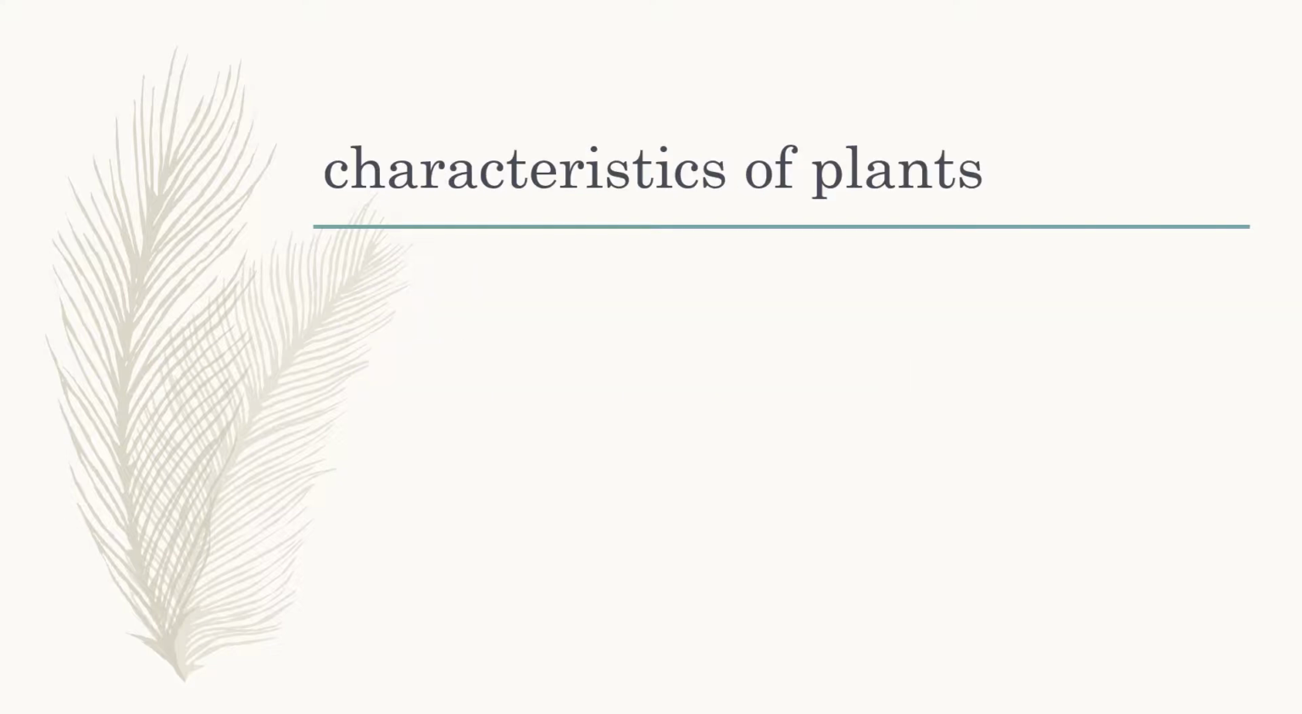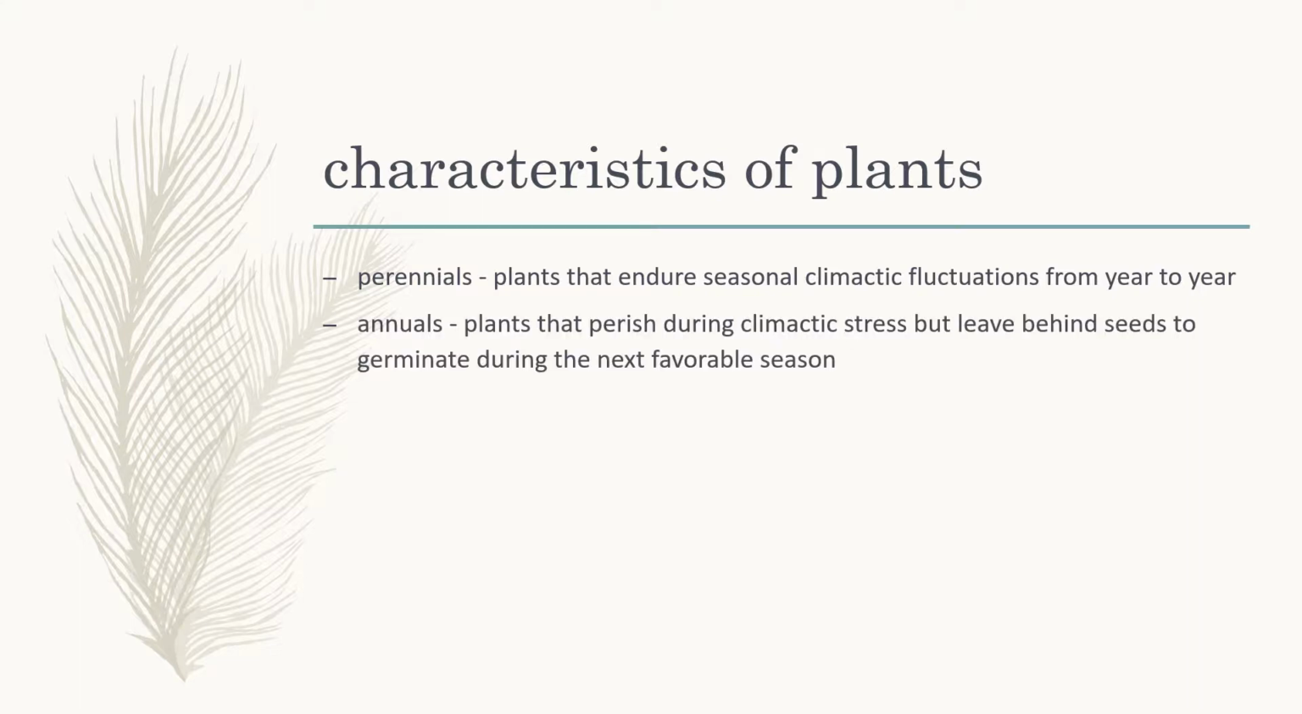Some characteristics of plants relate to their ability to survive or even flourish in harsh conditions. This also depends on how the plants reproduce. Perennials are plants that endure seasonal climatic fluctuations from year to year. Annuals are plants which perish during climatic stress, but leave behind seeds to germinate during the next favorable season. And of course, the most common characteristics in all plants are roots to gather nutrients, stems and branches to transport nutrients, leaves to absorb solar energy, and reproductive organs to reproduce.